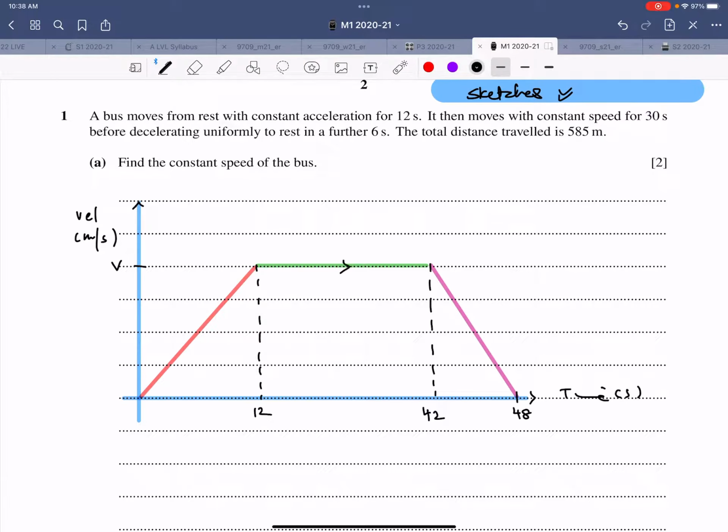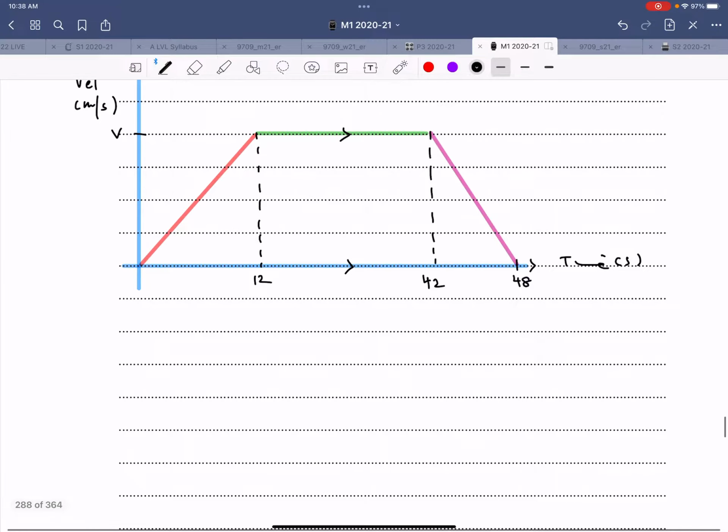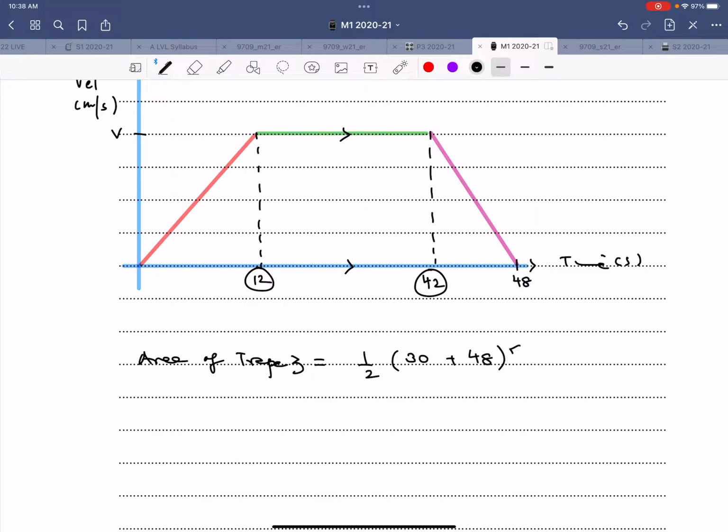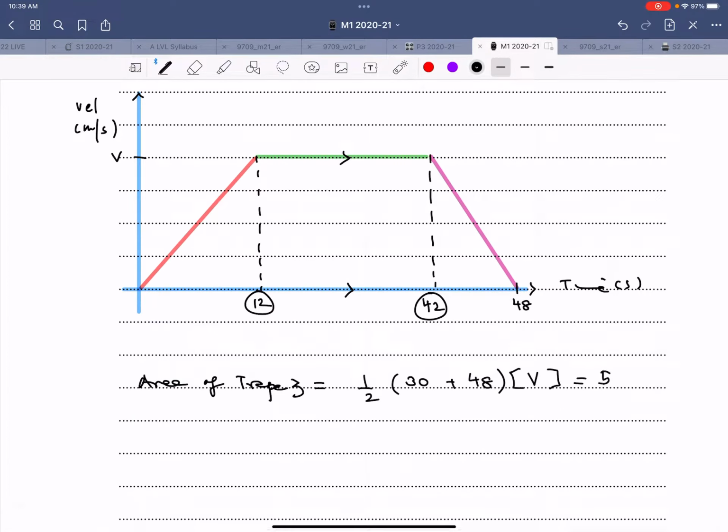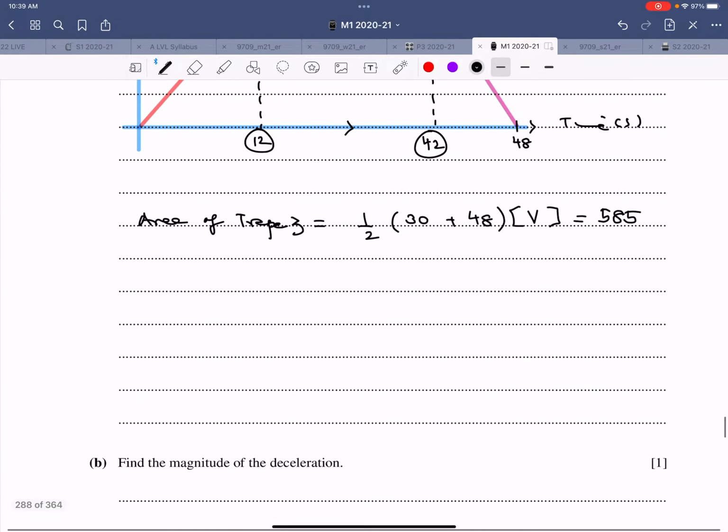Now, the simplest method is to use the trapezium formula. The area of the trapezium, that is the distance covered, is half the sum of parallel sides. So between 12 and 42, this is 30 and this is 48, multiplied by the height, that is v, equals 585 meters. When you plug in the numbers, you find the value of v, and this value of v comes out to be 15 meters per second.